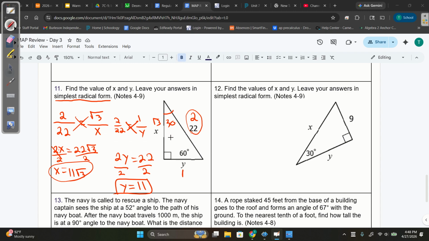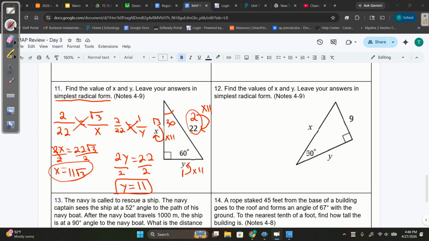If you found the scale factor, you should notice that to go from 2 to 22, you multiply by 11. So I could have taken these and multiplied each of them by 11 to get my y and x. Let's try that on this one.